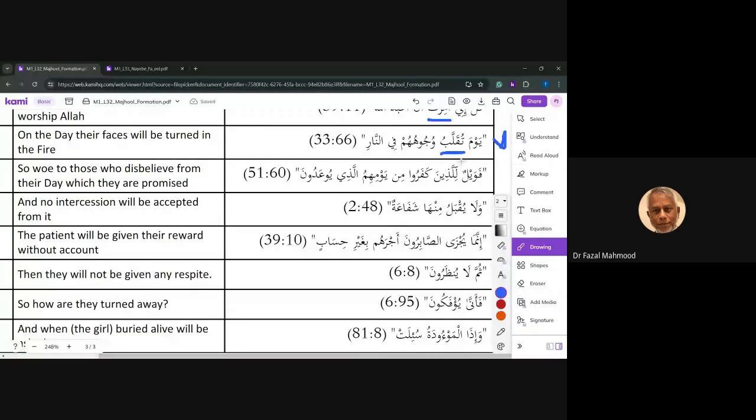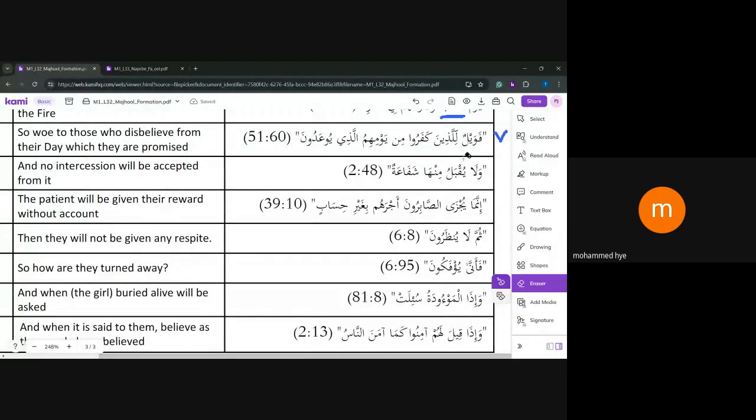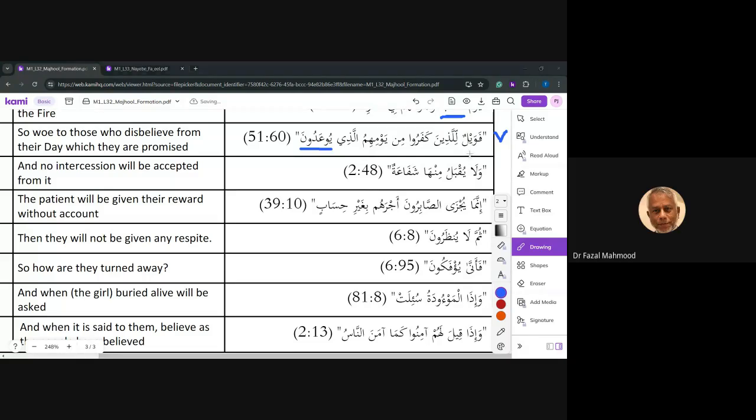Let's ignore this, Ustada. Please go to the next one. Yes, at the end, 5160. Very last one, Ustada. Fawailul lillazina kafaru. Okay, not kafaru, not the other one. Yu'adun. Very last one, this one. Sister Habiba, see what's happening here. Yu'aduna.